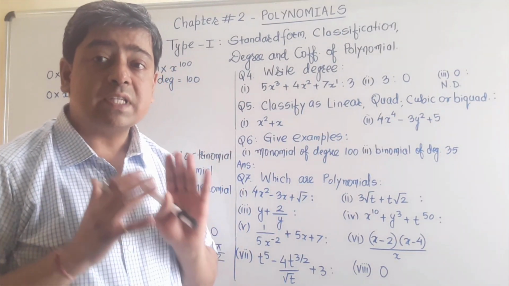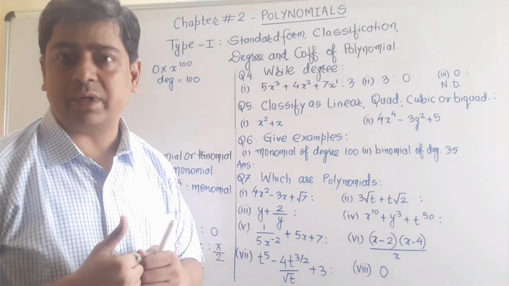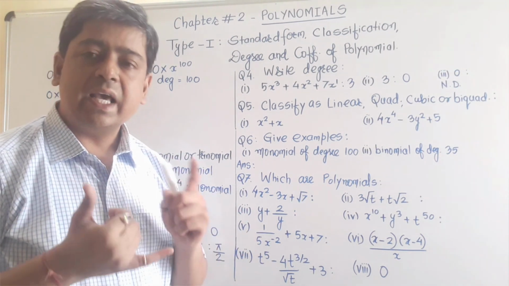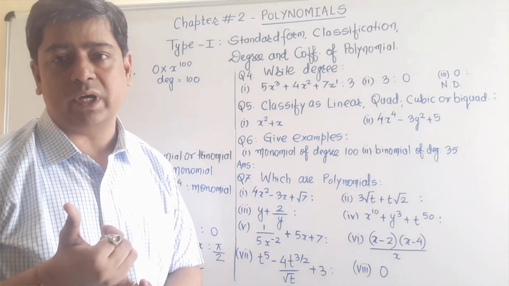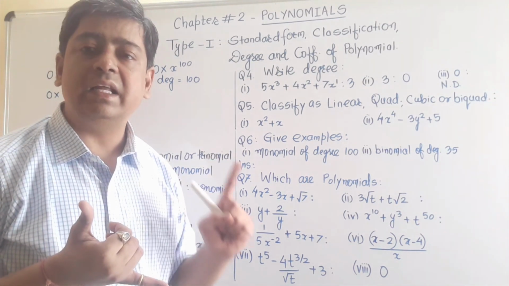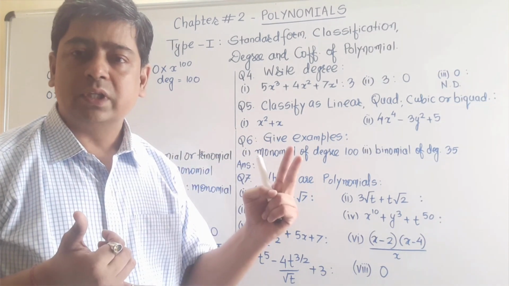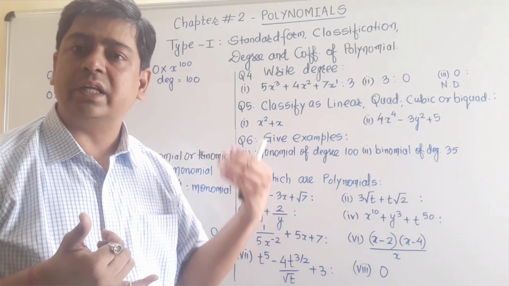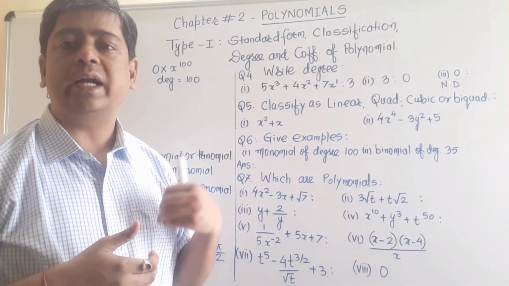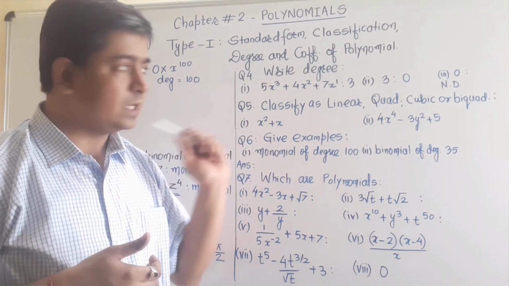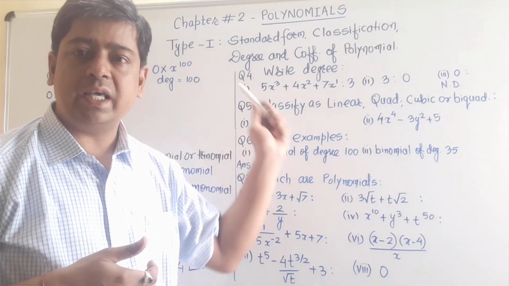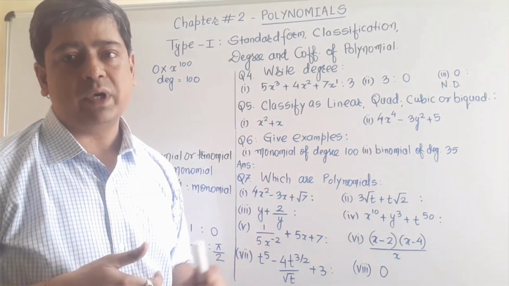What is a linear polynomial? I have already told you in the presentation, but you can see once more: if any polynomial has degree 1 and only 1, it is a linear polynomial. Degree 2 is called quadratic, degree 3 is called cubic, and degree 4 is called biquadratic. Now the meaning of degree is clear to you: degree means the highest power of the variable in that polynomial.